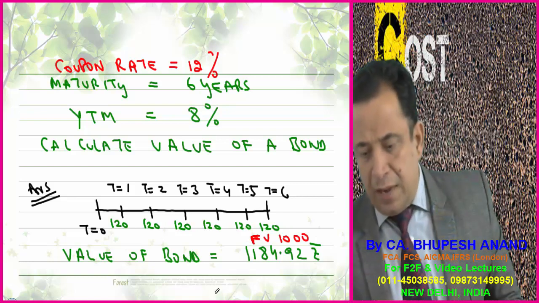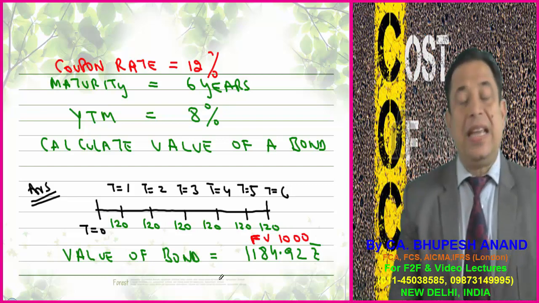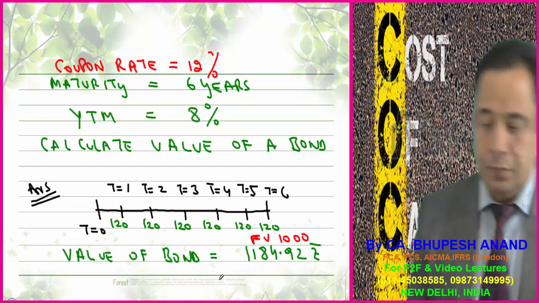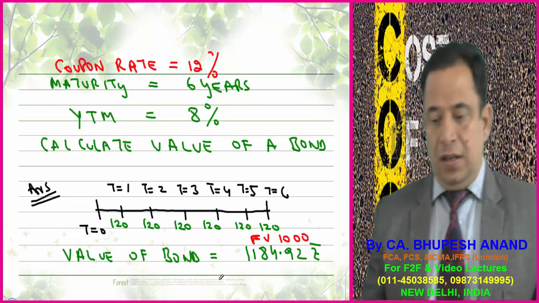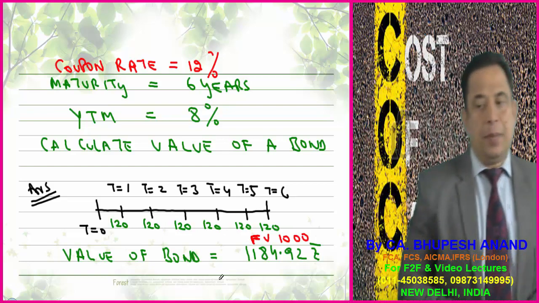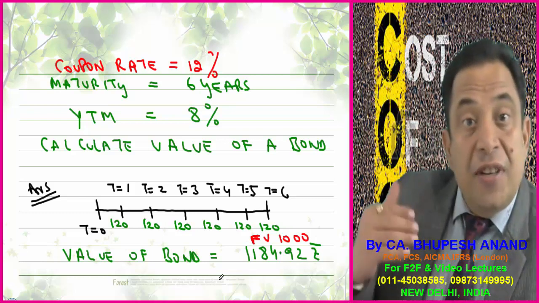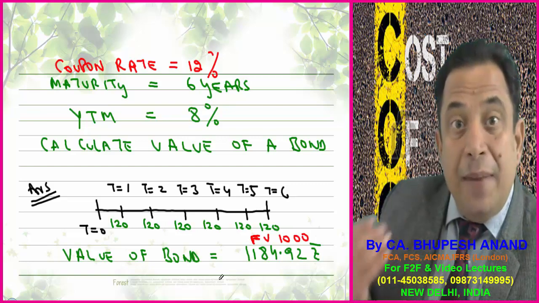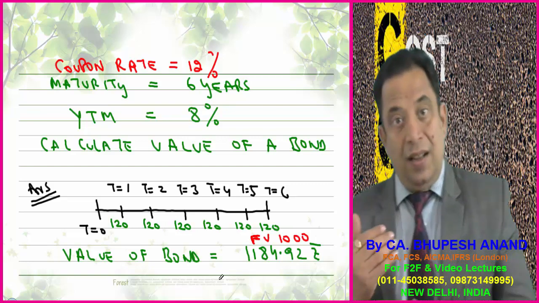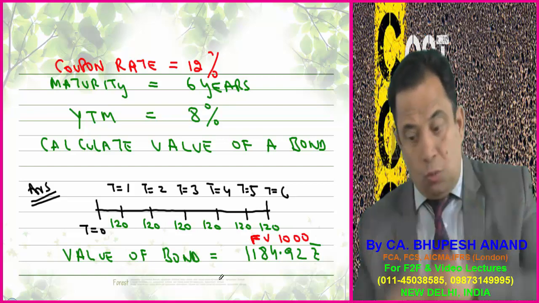So case study number one. Coupon rate is 12%, maturity is 6 years, YTM is 8%. So there is a difference between coupon rate and YTM. Coupon rate is the interest rate. Now YTM can be less than that or more than that. There is a difference. Now cost of debt is YTM. Cost of debt is not the coupon rate.